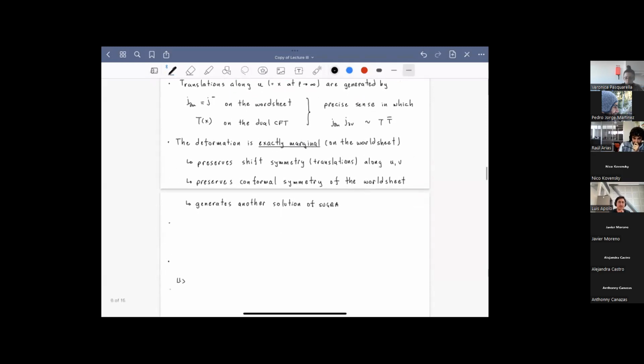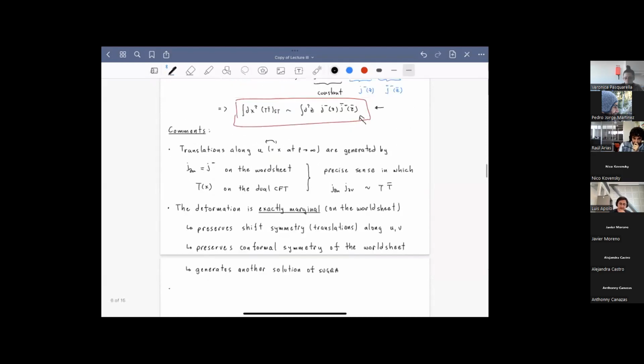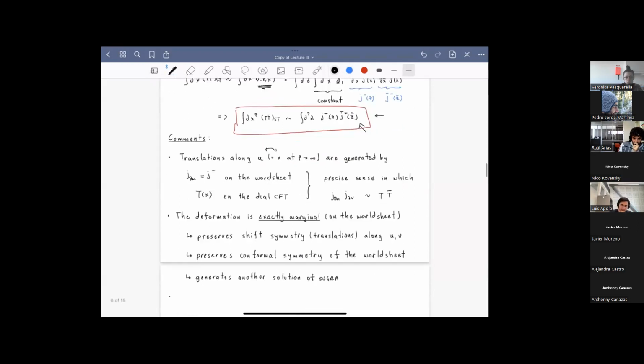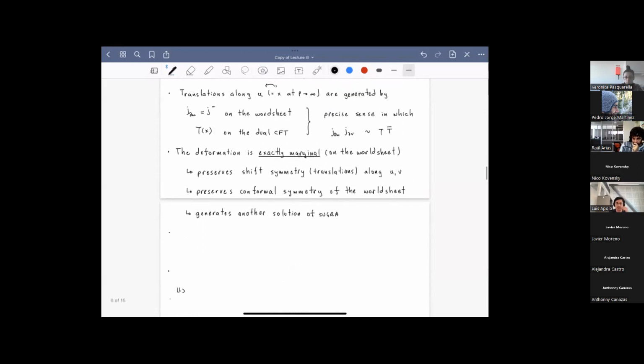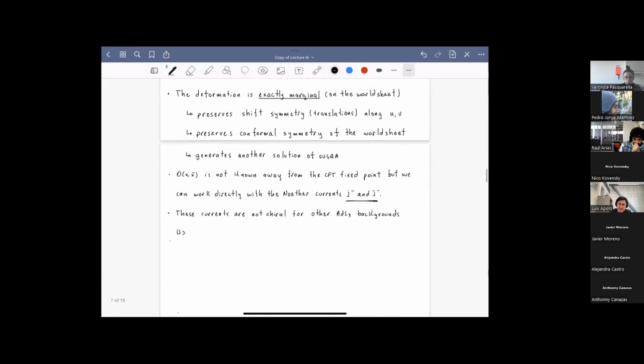So these are some very nice features of this deformation by this operator D, but there are some drawbacks. One of the drawbacks is that this operator is not known away from the CFT fixed point. But this is easy to solve because we don't need to work with this operator. We can just work with the currents, J minus and J bar minus. But then another problem is that these currents are not chiral for other AdS3 backgrounds. This is something we saw in the previous lecture: for global AdS they were not chiral, and they were not chiral for the BTZ background either.